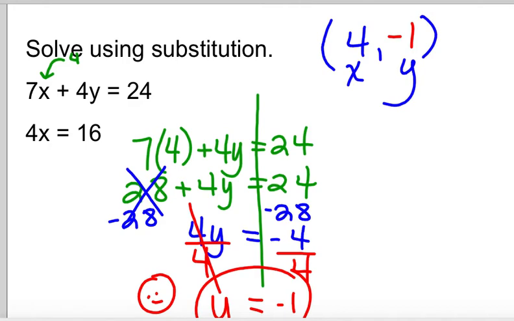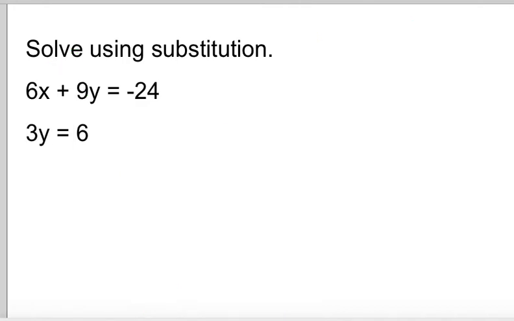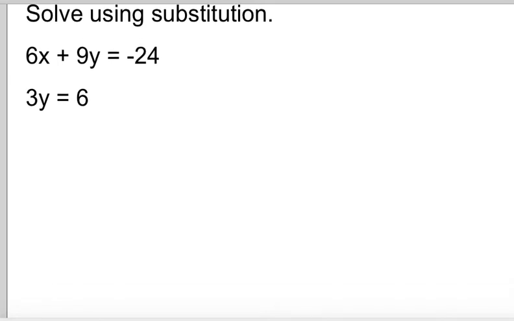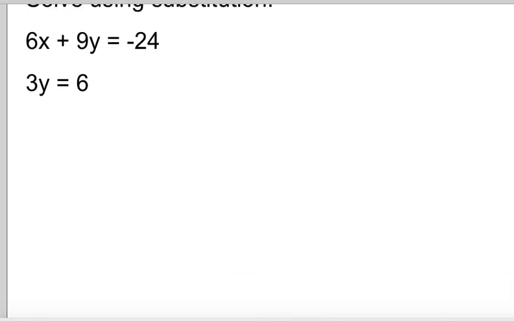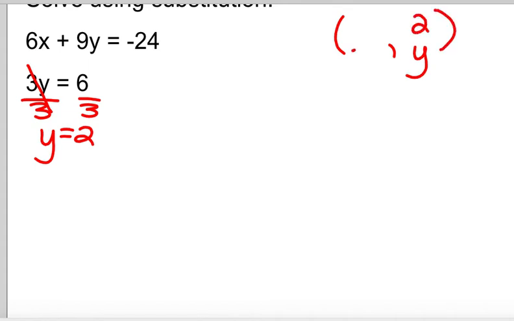How about one more? Yay, Glessner says, do one more. All right, here we go. Solve using substitution. There's a nice little system. I like this bottom equation. He's nice and small here. I think I could solve that one for y pretty easily. So what would you do to solve for y? I would divide by 3 on both sides, and that would tell me then that y is 2. All right, that's half your answer. We know that y is 2, and now we're going to figure out what x is.